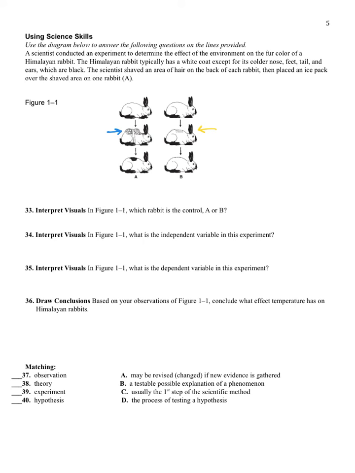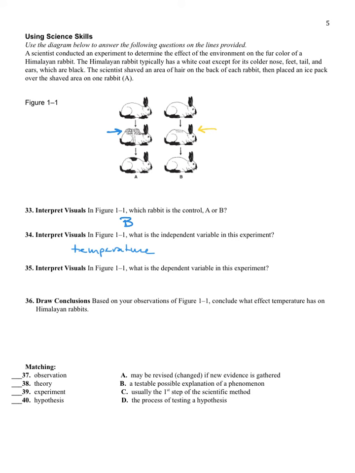So 33 says, in which rabbit is the control? So remember, the control rabbit is the one that does not experience the independent variable. So in this instance, the control rabbit is rabbit B. Number 34 says, what is the independent variable in this experiment? So the thing that makes rabbit A different from rabbit B is the application of ice or the change in temperature on the shaved patch of the rabbit's back.